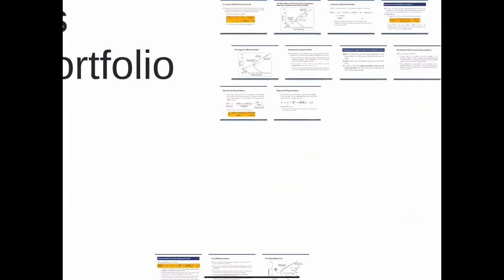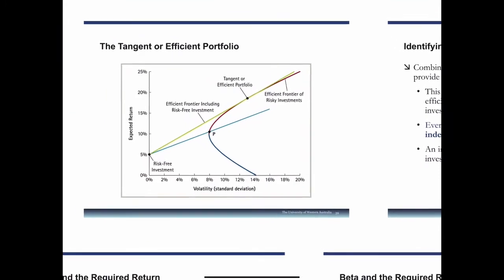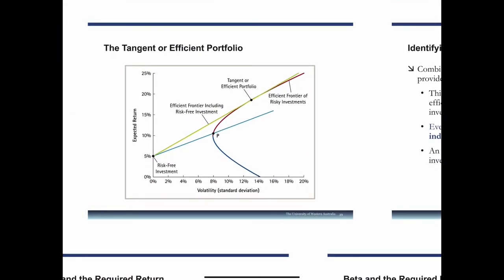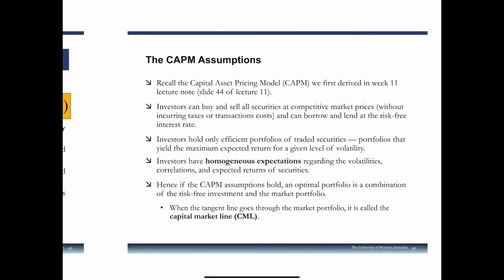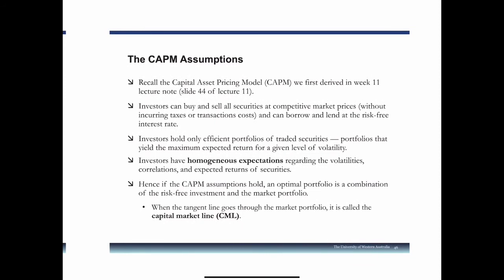such that they will be able to come up with this graph, right? Because if everyone disagreed, then you wouldn't be able to come up with the graph, because the graph would look very different. So everyone agrees and everyone has homogeneous expectations. Hence, if the CAPM assumptions hold, an optimal portfolio is a combination of the risk-free investment and the market portfolio.